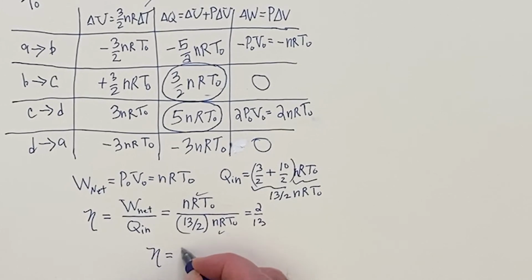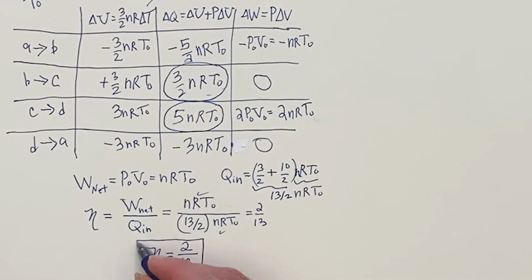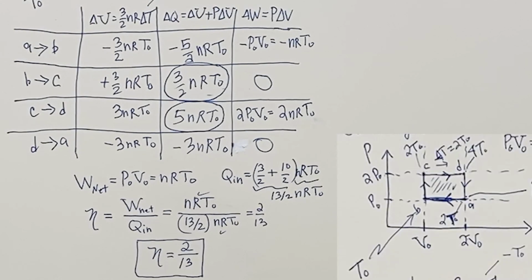That is my efficiency. And you expect it, of course, to be less than 1. You're not getting anything here for free. And that's the efficiency of that engine. 2/13. It's like the fraction of the energy we put in that we're going to get out as work. Like driving a car, or some kind of machinery, or something that's a cycle. So, nice engineering application here to end our class.